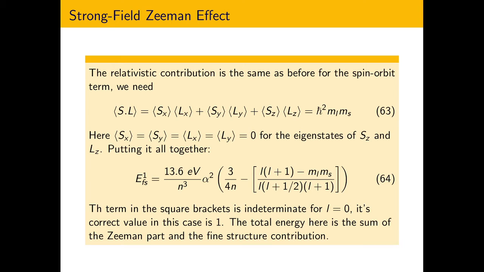But since we're only caring about the spin orbit coupling along the z-axis, the rest of them go to 0, and we are only going to care about the eigenstates of the spin orbit coupling along the z-axis. And when we substitute this into the previous equation, voila, we get this. The total energy here is basically the sum of both the Zeeman part and the fine structure contribution.